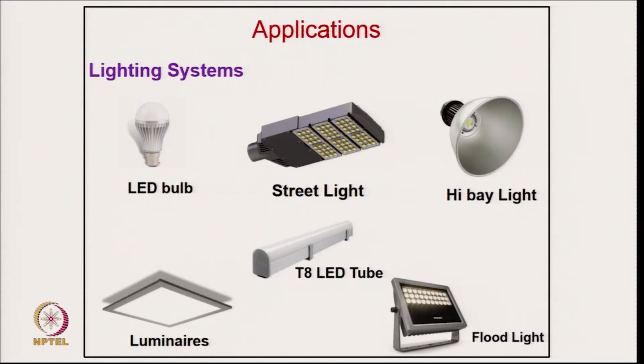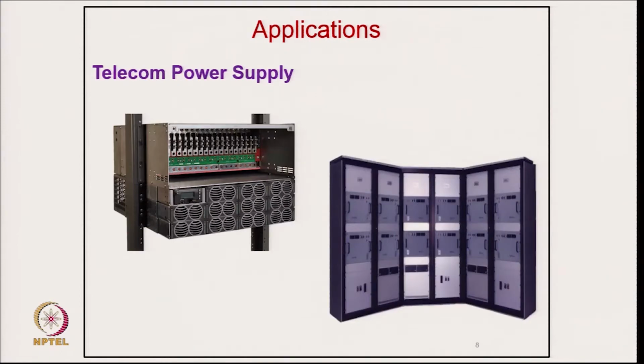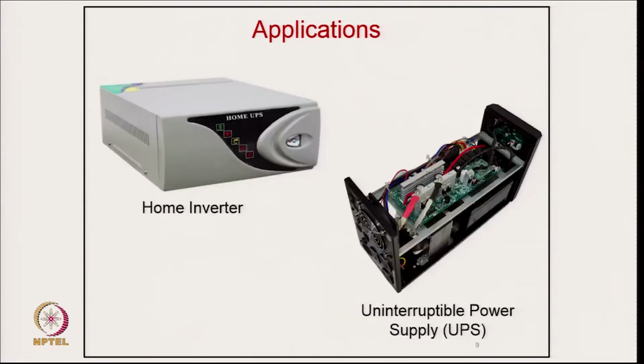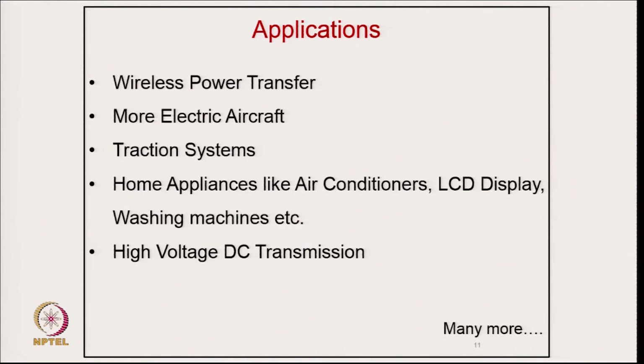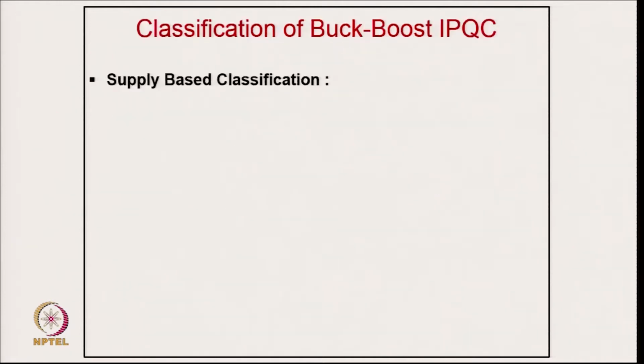buck boost improved power quality AC DC converters. Then telecom power supply, which also needs DC supply. Then domestic home inverters and uninterruptible power supplies. Then computer power supply, welding machines which use very high frequency transformers, and it facilitates that conversion. And of course, some more applications are wireless power transfer, again for charging and other applications. Then more electric aircraft, traction systems, home appliances like air conditioner, LCD display, washing machines, and HVDC, and many more.